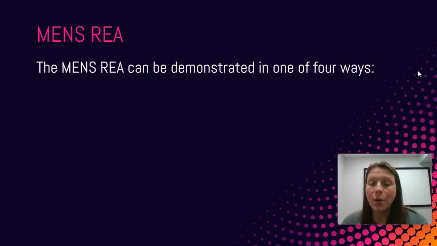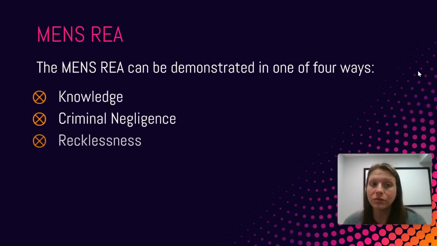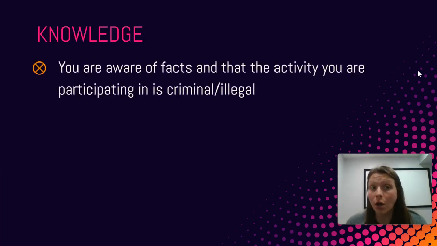So, what are the four types of mens rea? They are knowledge, criminal negligence, recklessness, or willful blindness. And again, we only need one of them. We are going to go through them in the order that I think you should logically think about, in order of kind of the most common or the most likely as you work your way through them. So the first one is knowledge.